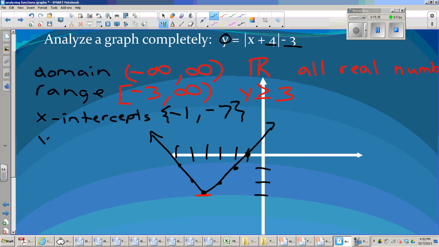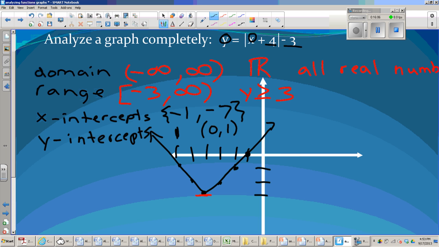Y-intercept. Let's do this one algebraically. I'm going to substitute 0 for x. 0 plus 4 is 4. Absolute value of 4 is 4. 4 minus 3 is 1. It's going to cross the y-axis at 1. And we also could write that as an ordered pair, 0, 1.